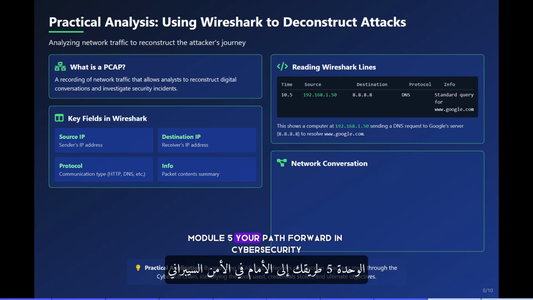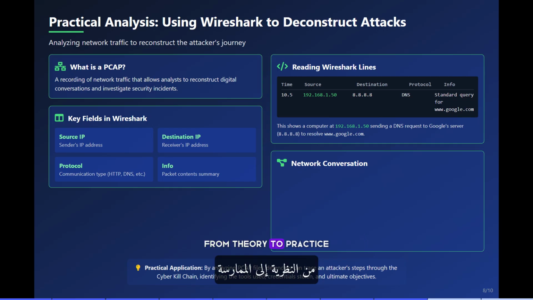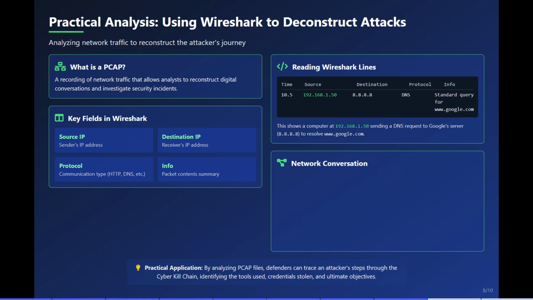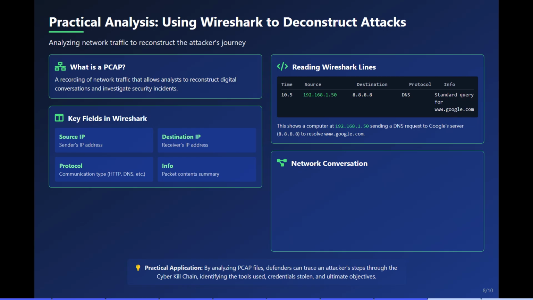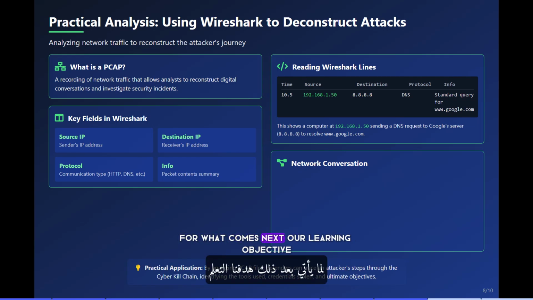Module 5. Your path forward in cybersecurity. End of Lesson 5.1. Welcome to Lesson 5.1. From Theory to Practice, Next Steps in Your Learning Journey. You have completed a journey through the mind of an attacker and the tools of a defender. This course is a powerful foundation, but it is just the beginning. The world of cybersecurity is vast and constantly evolving. This final lesson is about giving you a map and compass for what comes next.